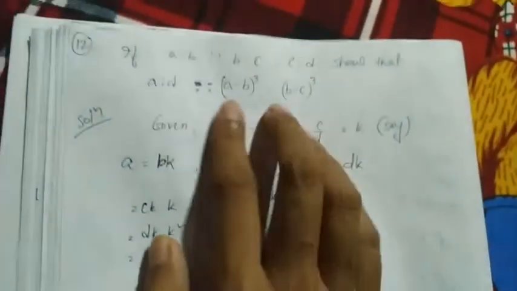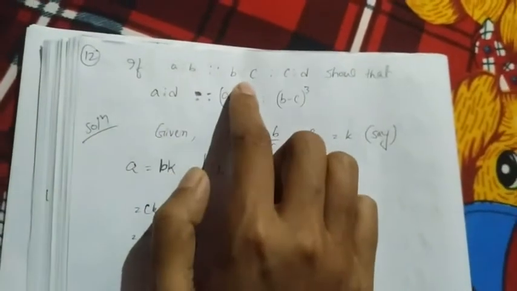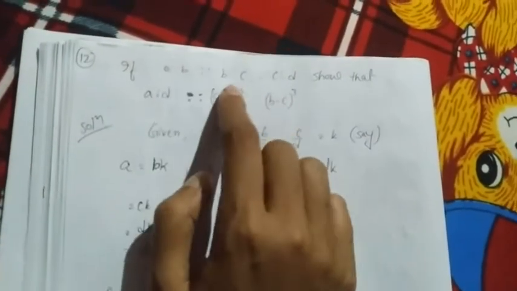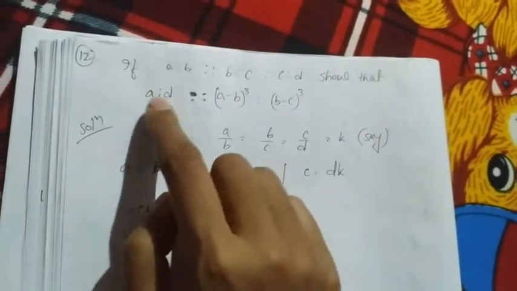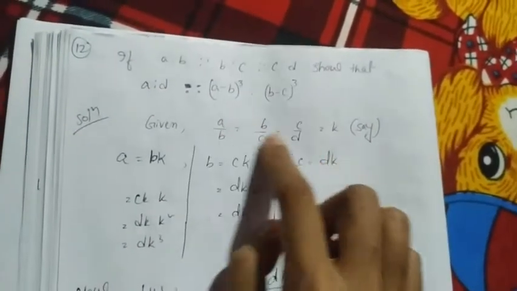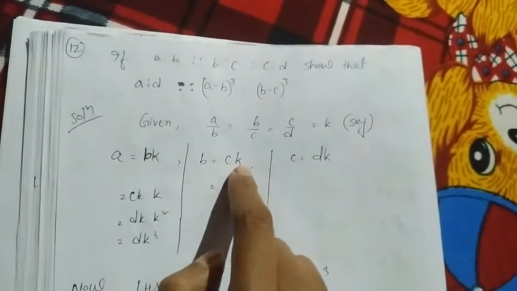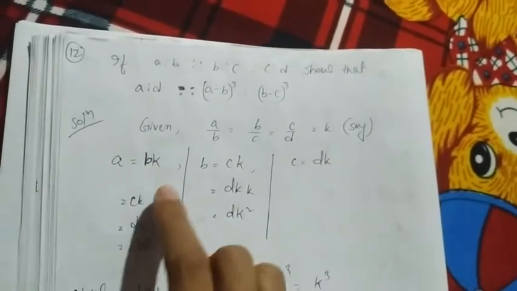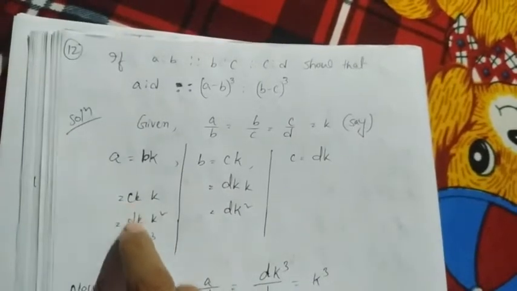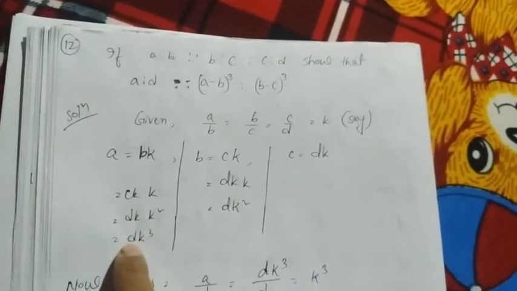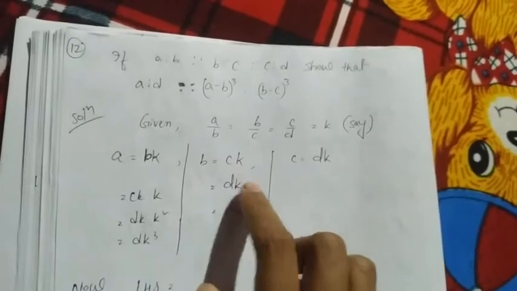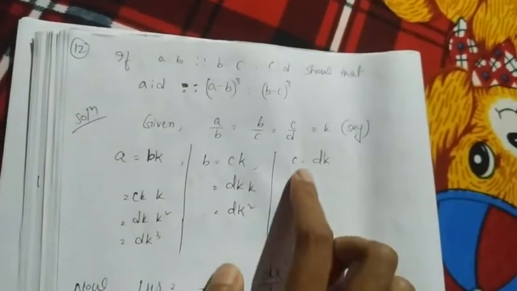Question number 12. If a/b = b/c = c/d, show that these are also in proportion. So I have taken it equal to k. So a = bk, b = ck, and c = dk. So in place of b, just write ck; c is dk, so it will be dk³, and b is ck, so dk into k, so dk², and c is dk.